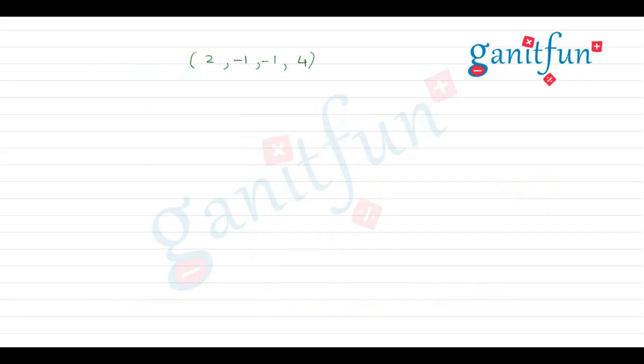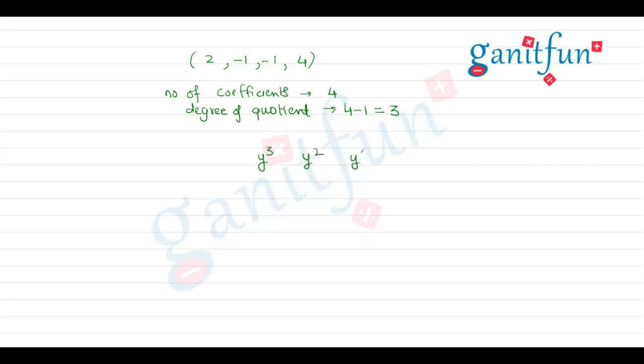Now see, the number of coefficients which we have is 4. So the degree of the quotient will be 1 less than 4, that is 4 minus 1 is equal to 3. So the quotient will have the highest power as y cube, then y square, then y power 1, then y power 0. The coefficient for y cube is 2, for y square it is minus 1, for y power 1 it is minus 1, and for y power 0 it is plus 4.